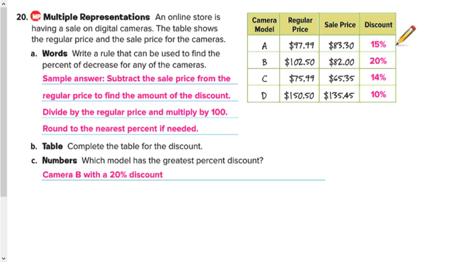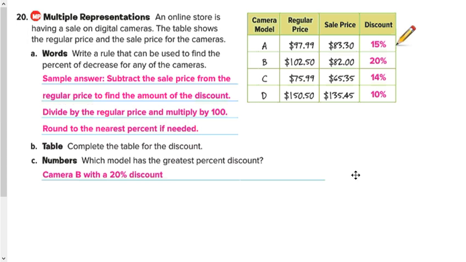Okay. Number 20 is a little difficult because it's actually taking us back to, I believe it's lesson 5 about percent of change. So an online store is having a sale on digital cameras. The table shows the regular price and the sale price for the cameras. It says write a rule that can be used to find the percent of decrease for any of the cameras. So now we're going back again to percent of decrease. So how you find the percent of decrease is you're going to subtract the two prices. That finds the discount, and we're going to divide it by the regular price, and then we're going to multiply it by 100, and then we're going to round to the nearest percent if needed.